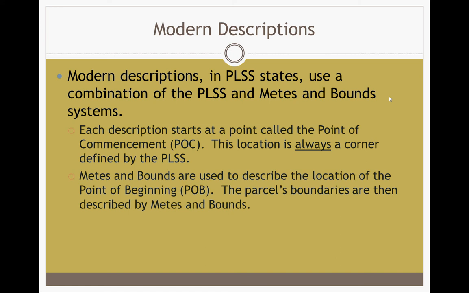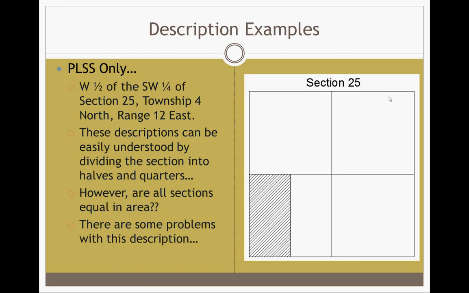An original survey has to be investigated and started at that survey so that we can create a new boundary, a retracement. So, kind of an example, if you use just the PLSS: the west half of the southwest quarter of Section 25, Township 4 North, Range 12 East. This shaded description, this hatched area on Section 25 here, is defining that piece of land. Well, this is easily understood. I can look at this and divide it into quarters and halves and all such as that.